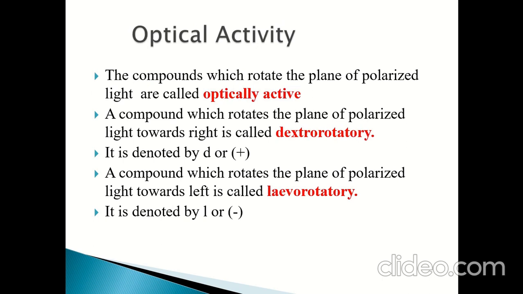Now let us study optical activity. The compounds which rotate the plane of polarized light are called optically active. A compound which rotates the plane of polarized light towards the right is called dextrorotatory. It is denoted by D or plus sign. A compound which rotates the plane of polarized light towards the left is called levorotatory. It is denoted by L or minus sign.